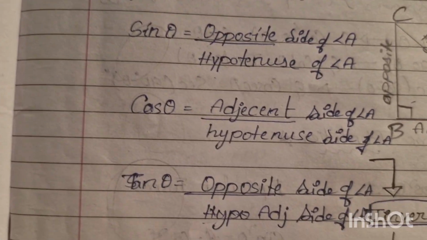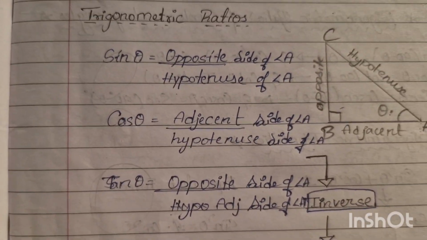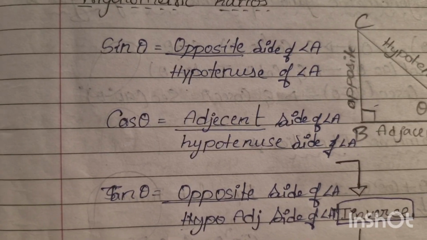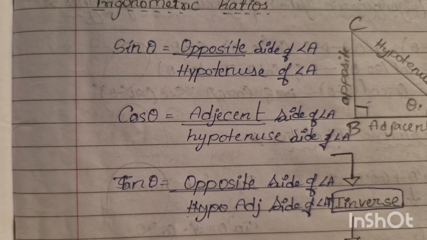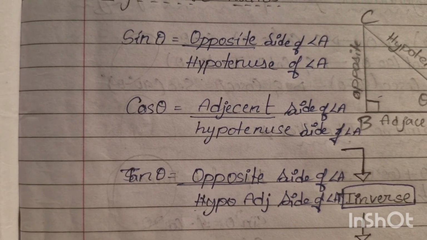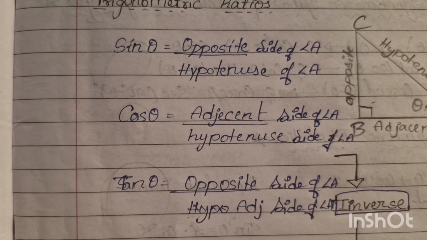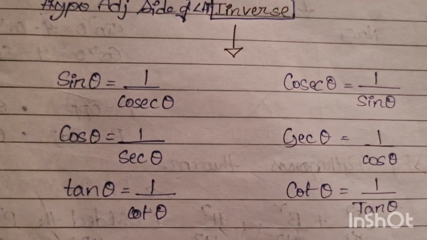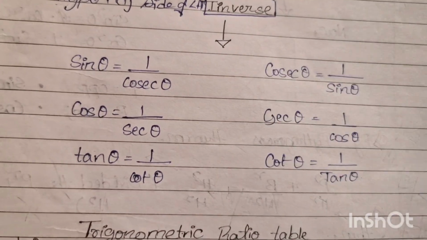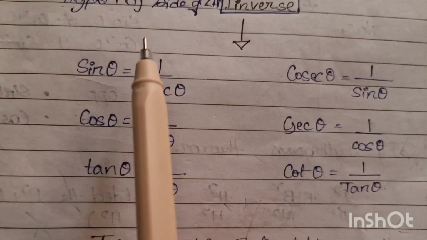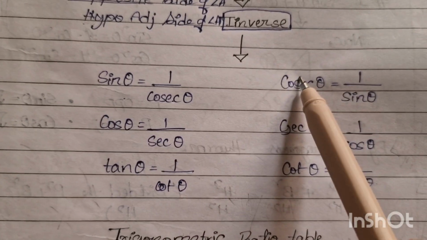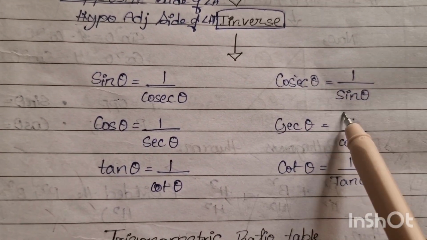The reciprocal of sin theta is cosecant theta, the reciprocal of cos theta is secant theta, and the reciprocal of tan theta is cot theta. Here we can see the inverses of our ratios. Here sin theta is equal to 1 by cosecant theta. Cosecant theta is equal to 1 by sin theta.